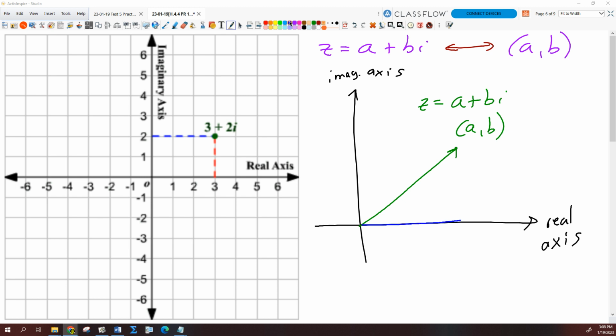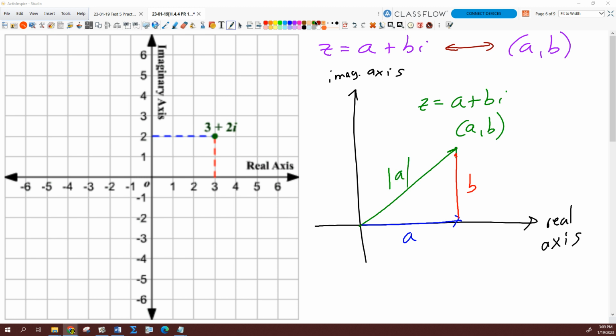Okay, so if I break that up into a right triangle, wouldn't this just be, this is the x coordinate, right? So the base of this right triangle I'm building is just going to be a. Everybody agree? And the height is just going to be b. And this represents the modulus, right?